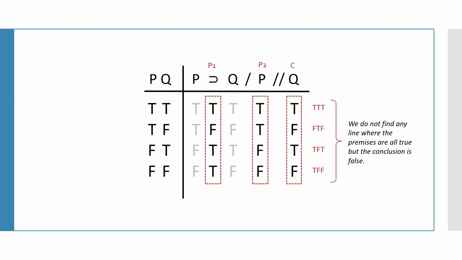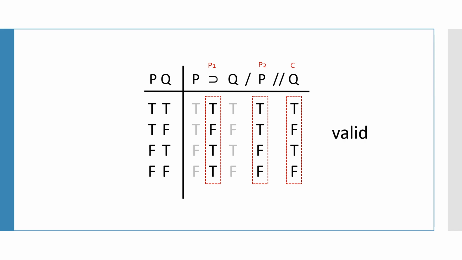But if we look at this, notice the 4 possible lines. The first line, all 3 are true. Then we get false, true, false, true, false, true, and true, false, false. I don't get what I'm looking for. I don't find a situation where both premises are true, but the conclusion is false. And that tells me that this must be a valid argument. And so we now know that this particular argument, if P then Q, P therefore Q, is a valid form. And we just need to write that down, and we're pretty much finished at this point.